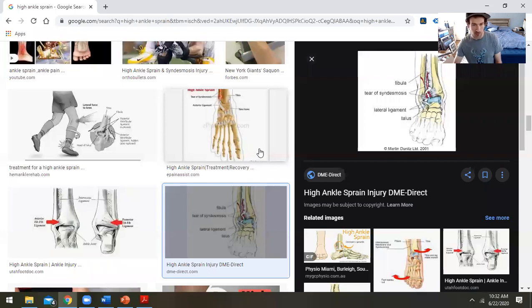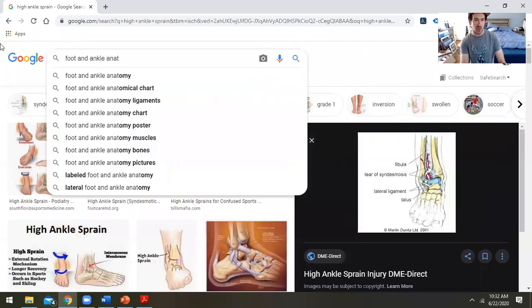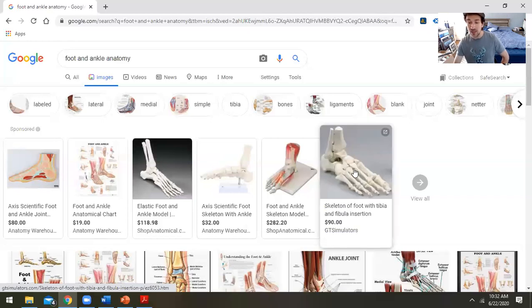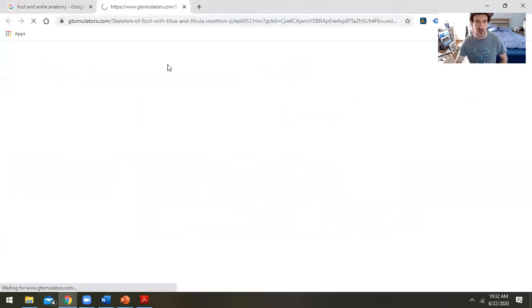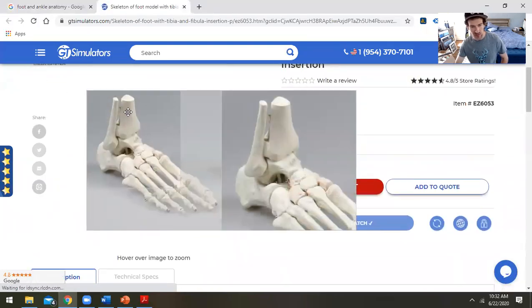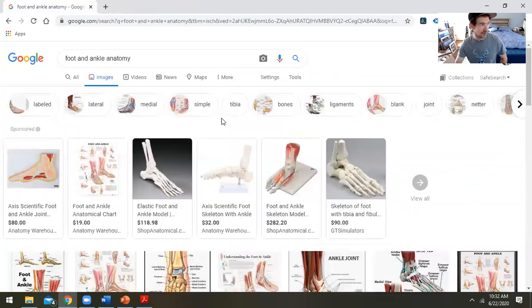I'm just going to pull up a different picture, foot and ankle anatomy. What is happening is your tibia has kind of slid forward on your talus. So here's your tibia, right? This big bone right here. Oh God, I can't do it with that picture.